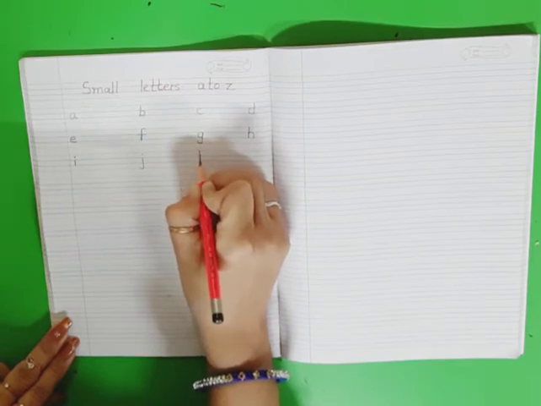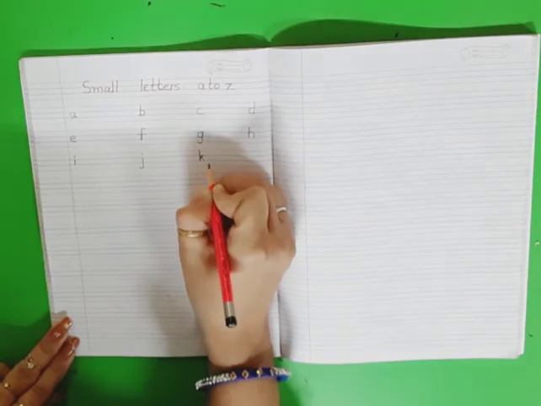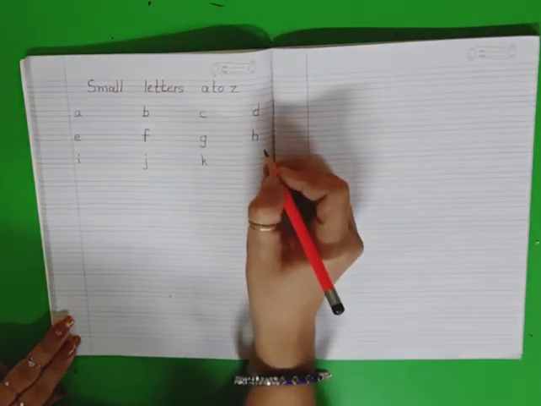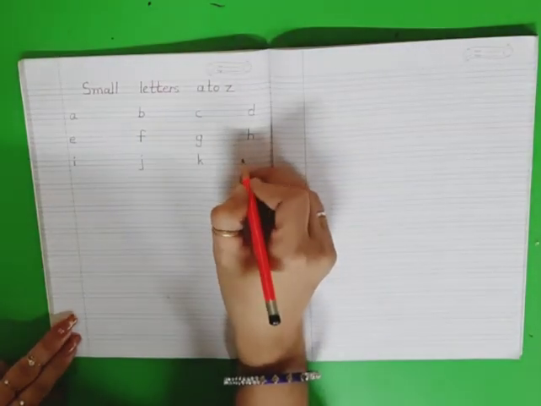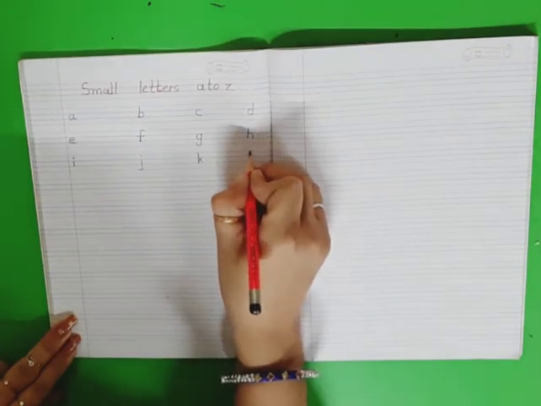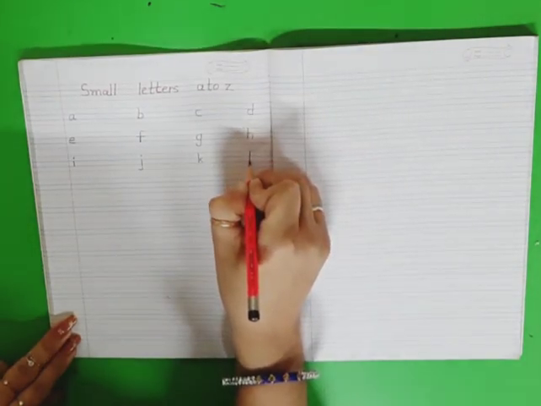First we have to make one standing line and then two slanting line that we have to make in this blue line only. Now which letter come after K? That is small letter L, red line to blue line.